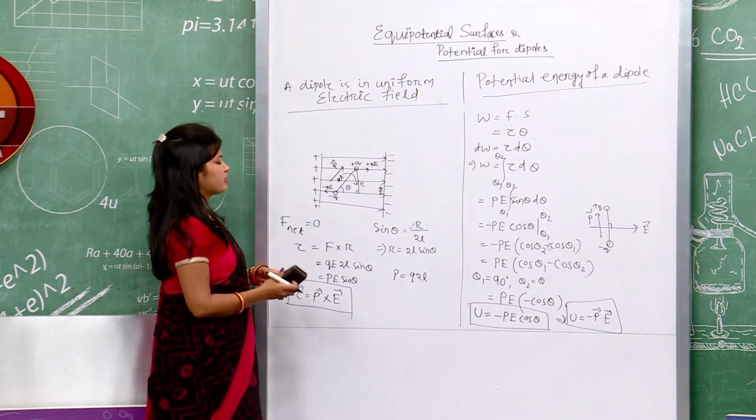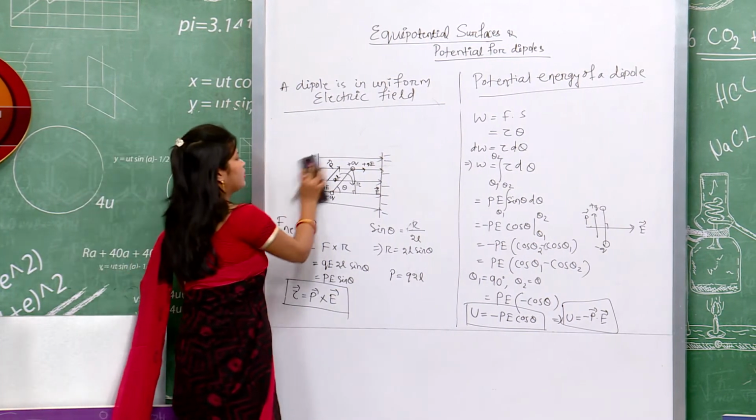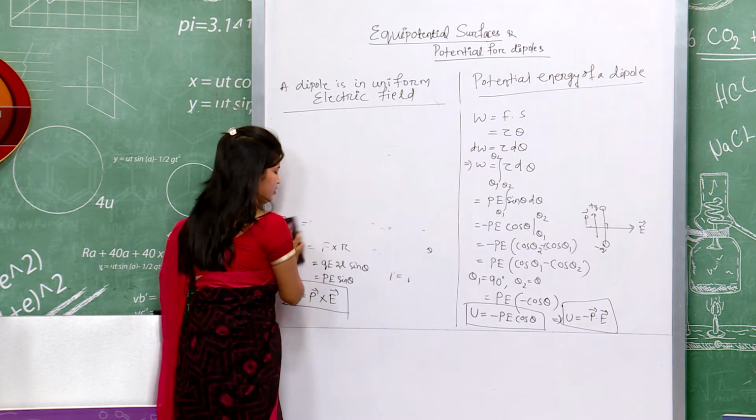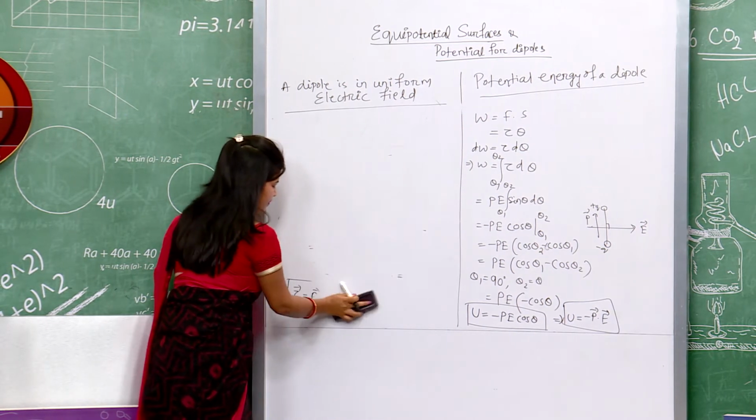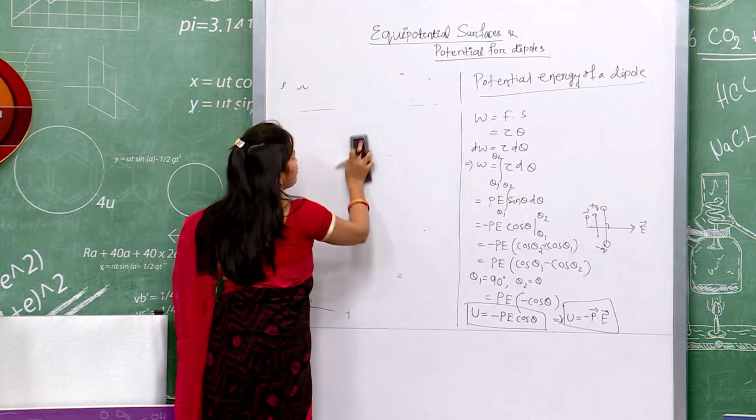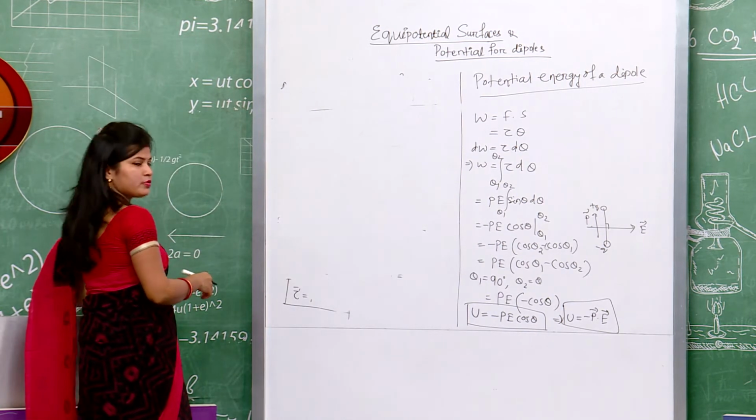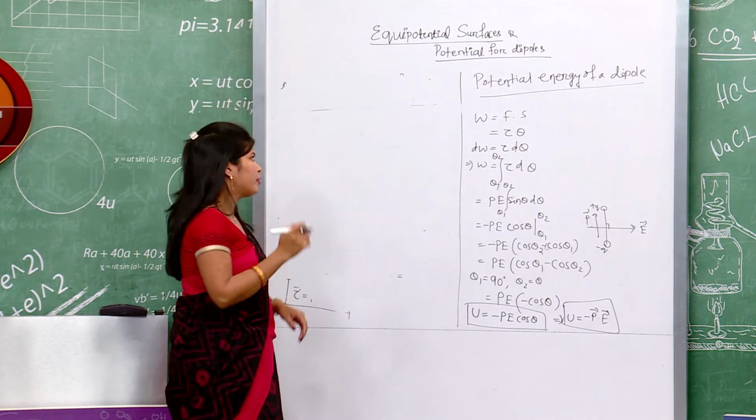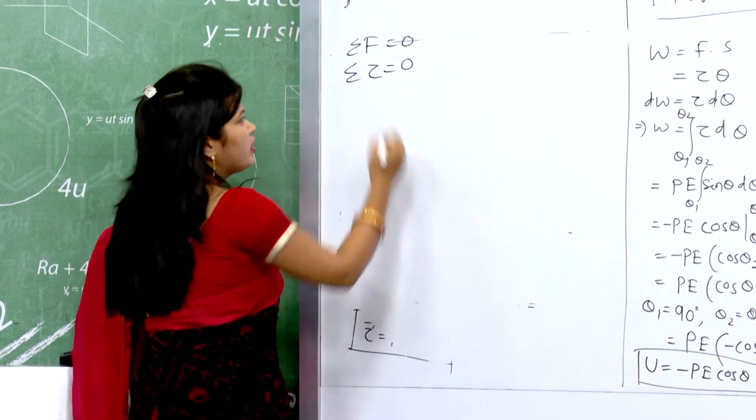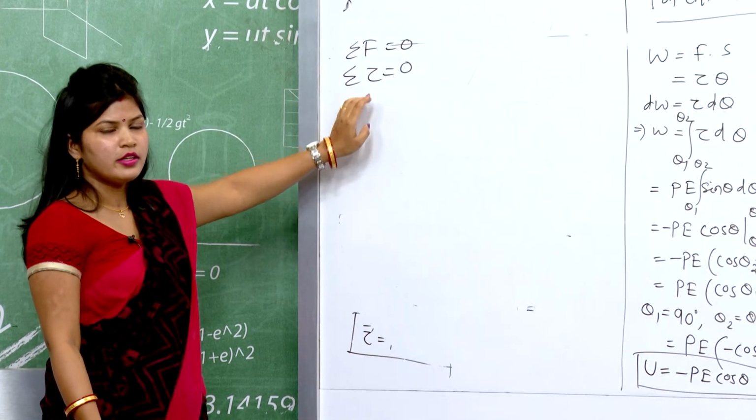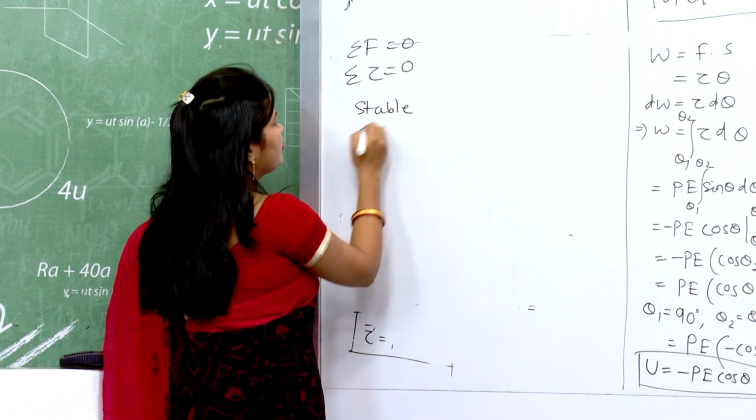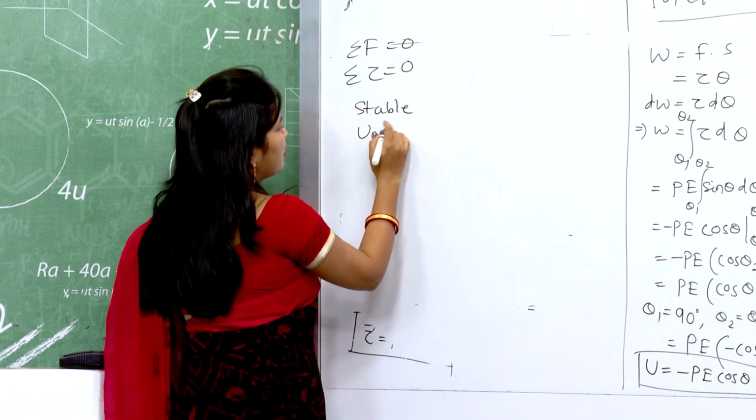Now, let us discuss the equilibrium of a dipole inside an electric field. What is equilibrium? Equilibrium of an object or a system means that when the net force is 0 or the net torque is 0, then that object is in the equilibrium position. Equilibrium is of two types: one is stable equilibrium and another one is unstable equilibrium.